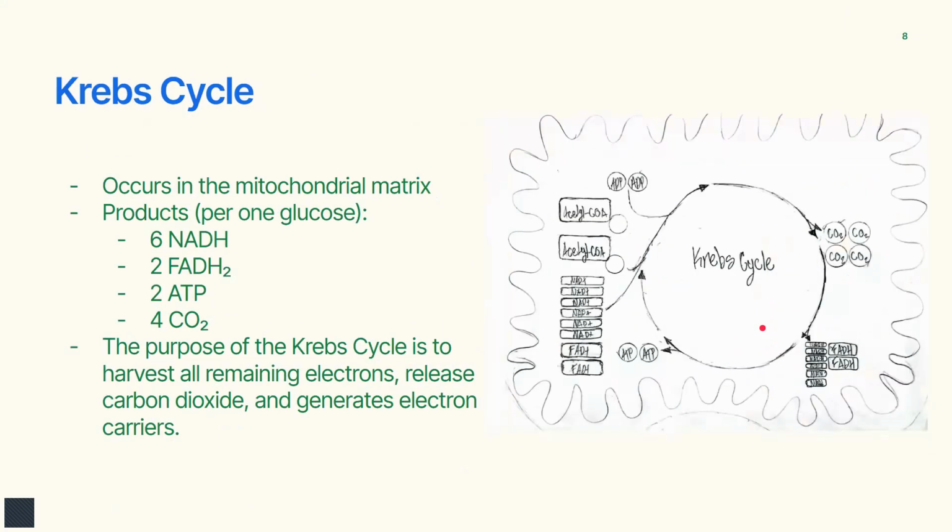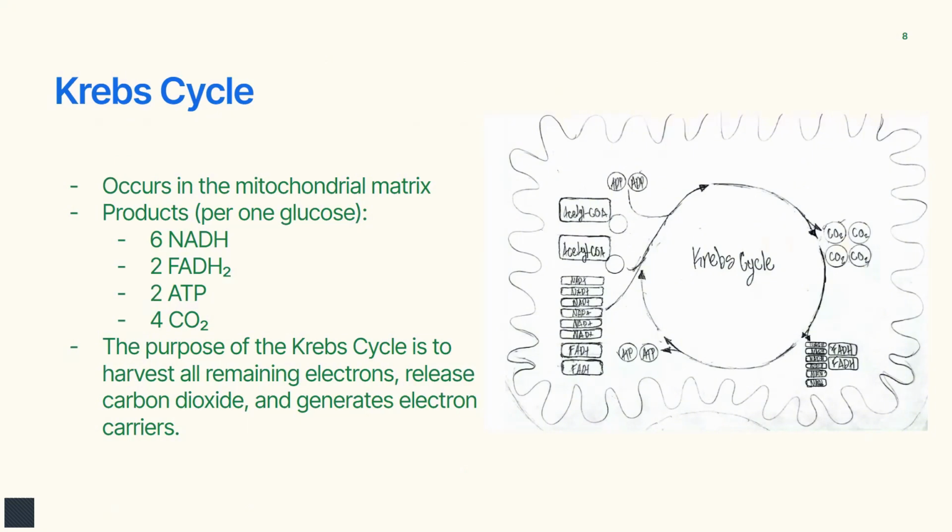The Krebs cycle occurs in the mitochondrial matrix, also with the pyruvate oxidation. Its products per one glucose used in glycolysis are 6 NADH, 2 FADH2, 2 ATP, and 4 CO2. The purpose of the Krebs cycle is to harvest all remaining electrons, release carbon dioxide, and generate as many electron carriers as it can.